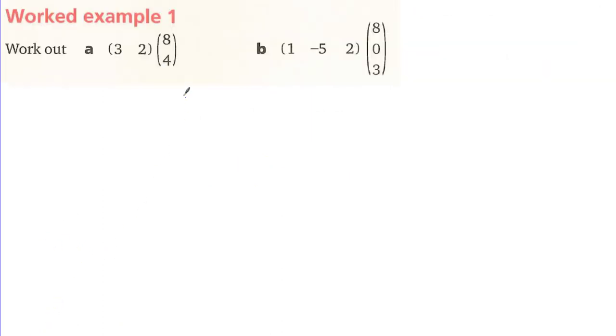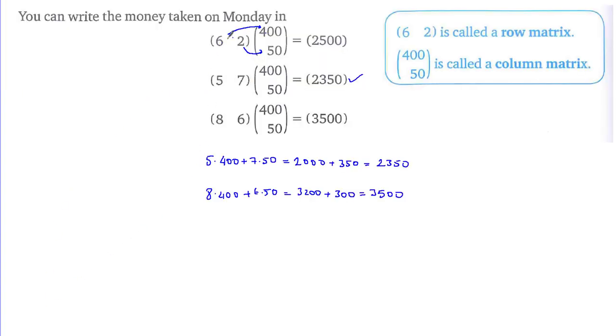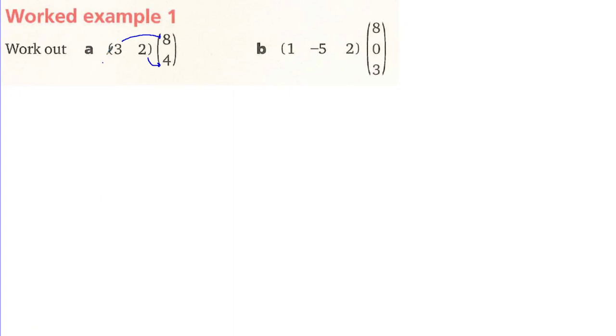Okay, here there are some exercises. This is a 1 by 2 matrix, and this is a 2 by 1 matrix. So 3 you multiply only by 8, and 2 you multiply only by 4. If you remember from the previous exercise, 6 only you multiply by 400, and 2 only by 15. So the result is 3 times 8 plus 2 times 4. 3 times 8 is 24, plus 8, so the result is equal to 32. Multiplying these two as a matrix, it is equal to 32.